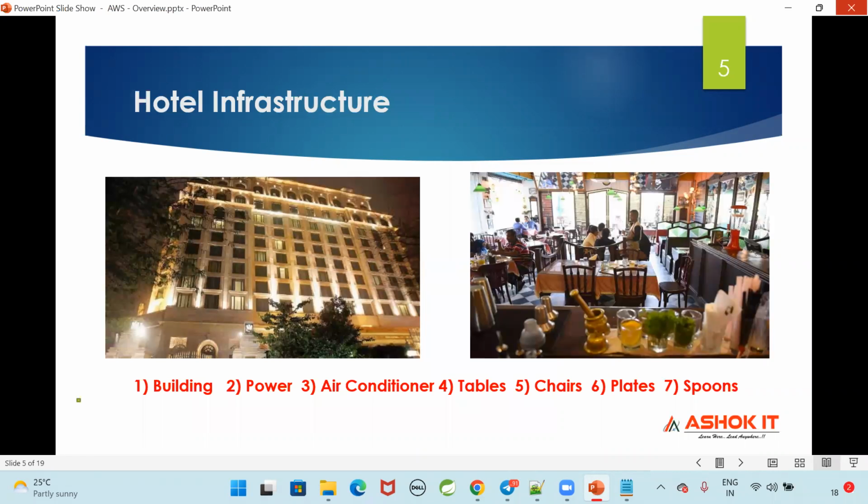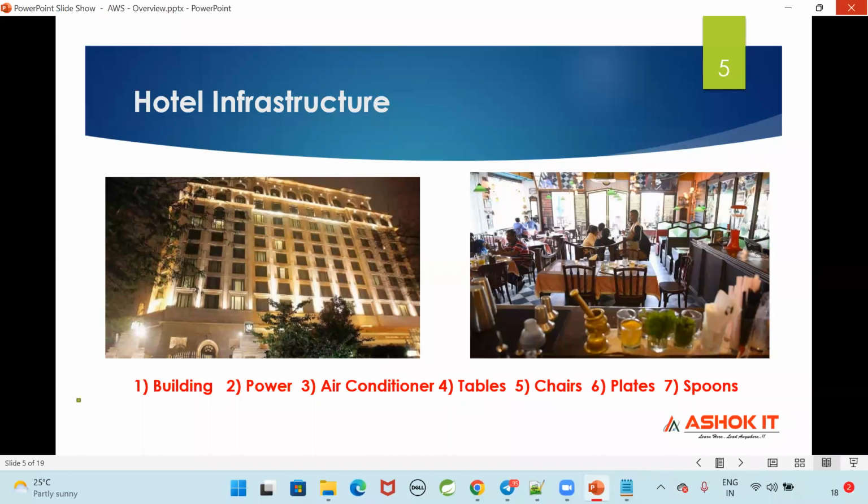Similarly, if I want to set up a hotel business, we need to take a very big building on the main road of the city. We need to set up electricity, air conditioners, tables, chairs, plates, spoons, forks. A lot of things are required.